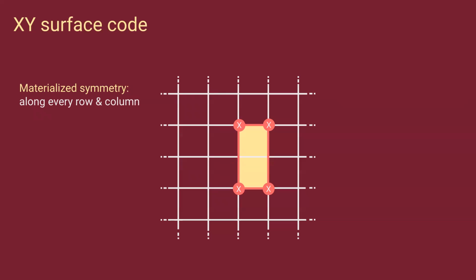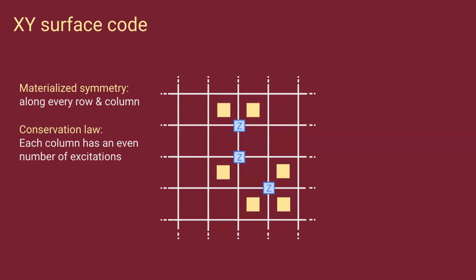So if you multiply stabilizers along a given column, they're going to get... so let's look at an example. For instance, if you have this error here, we see that on every column, we always have an even number of single excitations. So that formula works.